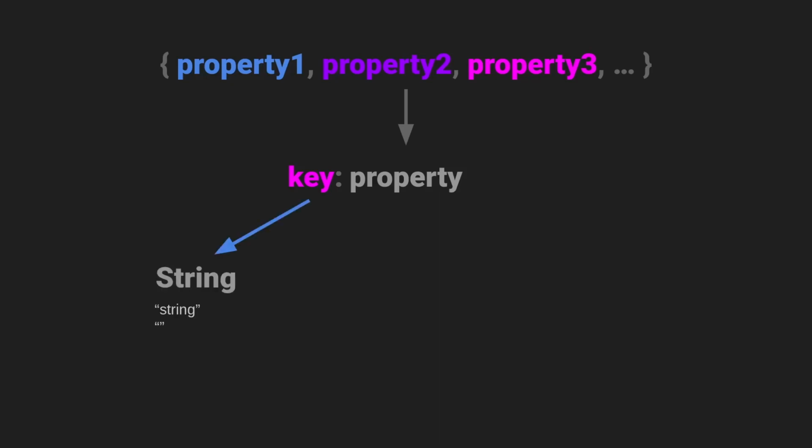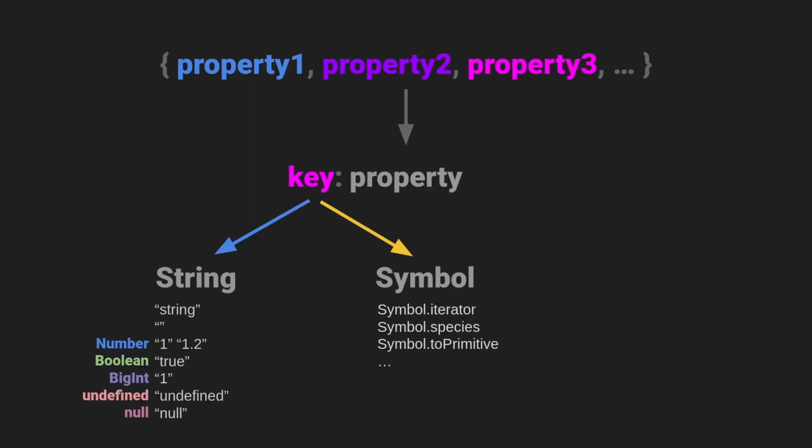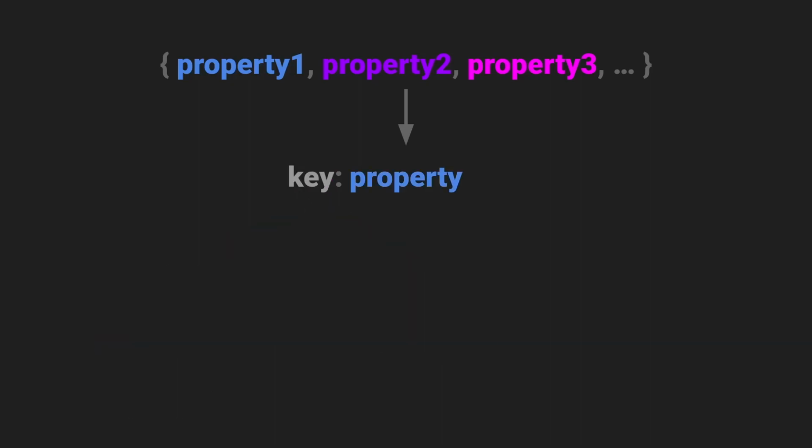A property key value is either a string or a symbol. If you are not familiar with symbols, they represent unique identifiers and they can be used to modify the behavior of JavaScript. If you try to use other data types, they will be converted to strings. Properties are composed of attributes, also referred to as flags. The attributes that a property has determine its type.